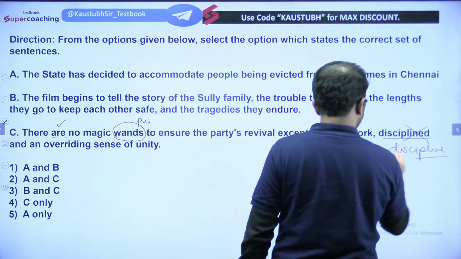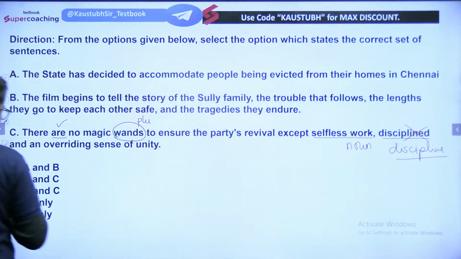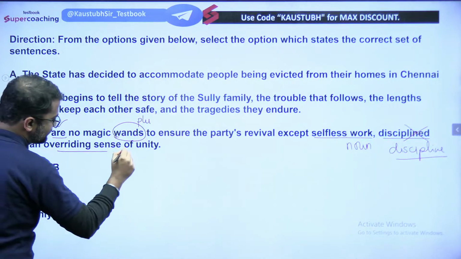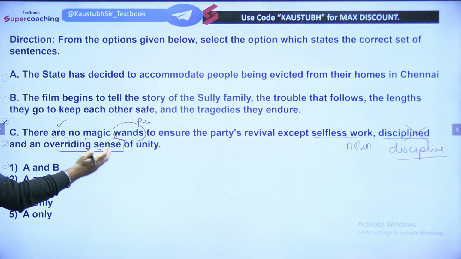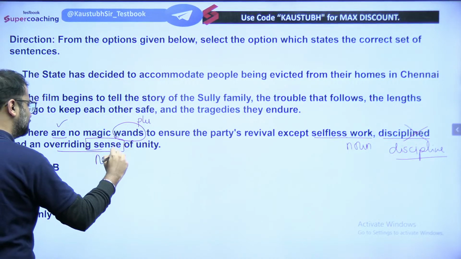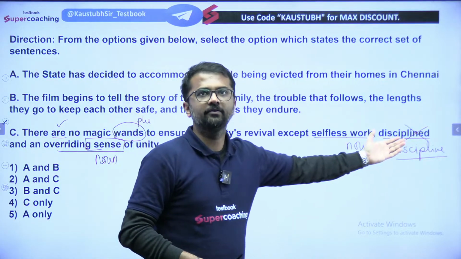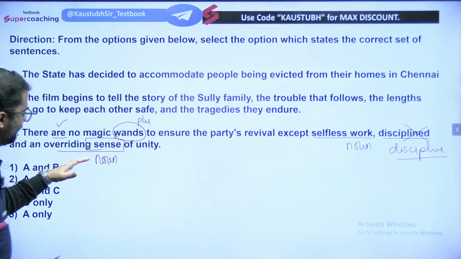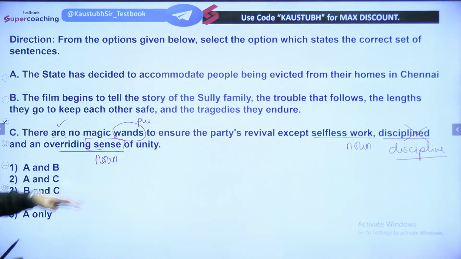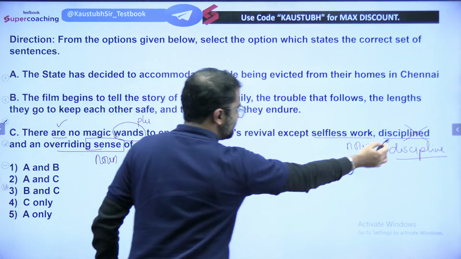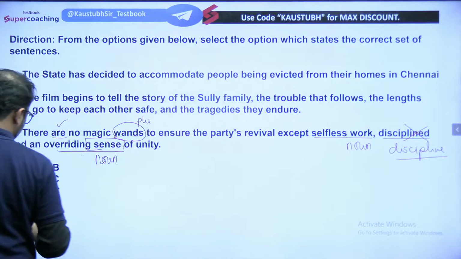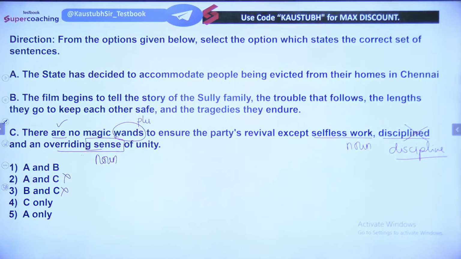Discipline, only discipline without D at the end. And the third thing that you require is this sense of unity, an overriding sense of unity. This is the third noun that we require. We require three things. We require selfless work, we require discipline, and we require this sense of unity, right? It means the parallelism is written incorrectly here in the C part of the sentence. So C is definitely wrong.